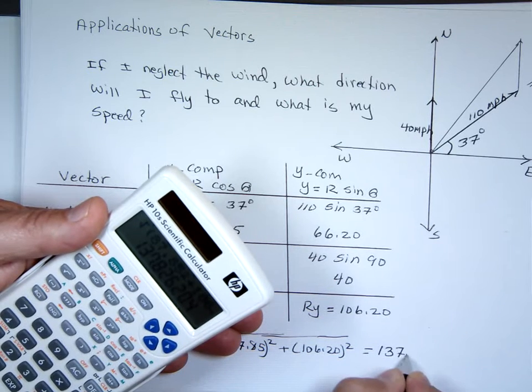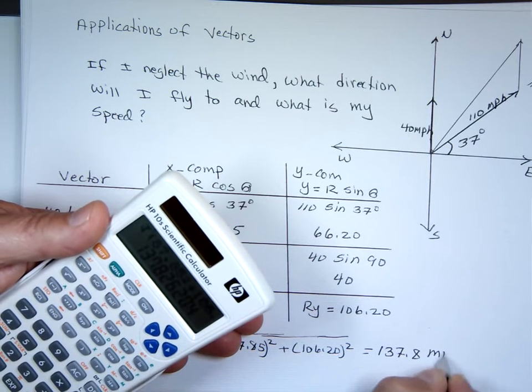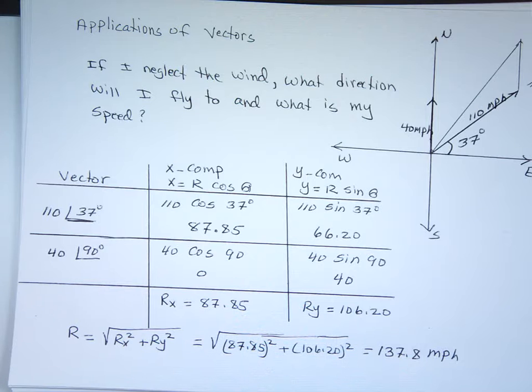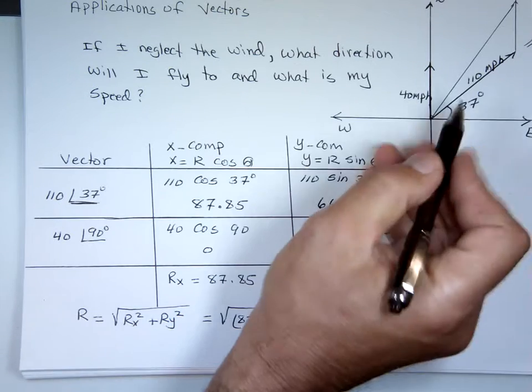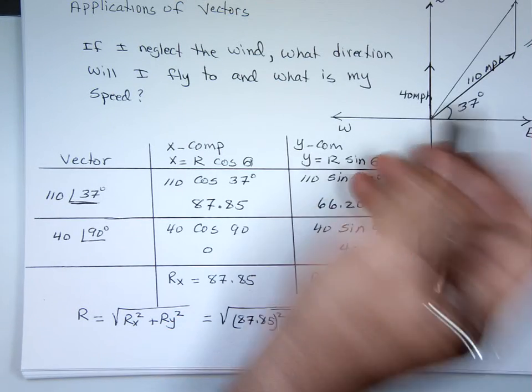137.8 miles per hour. Notice I'm going much faster than the plane is telling me. The instrument is saying I'm going 110 miles per hour, but I'm really going almost 140 miles per hour, 137.8, because I get a tail wind. I get the wind pushing me from behind. And my angle is going to be drifted. It's not going to be 37 degrees. It's going to be more than that.